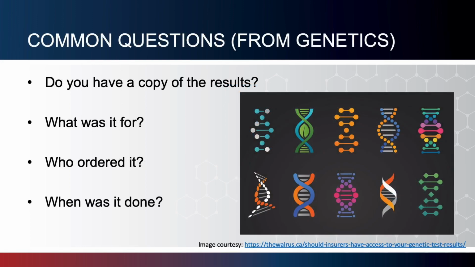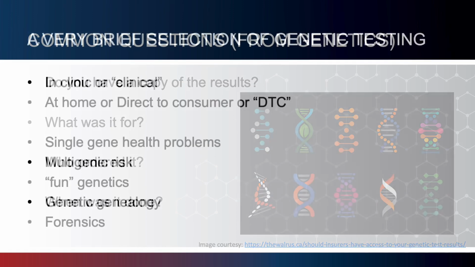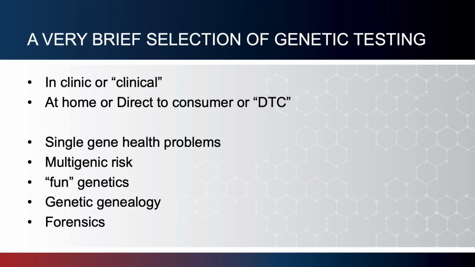Common questions you might get from genetics when you say, I've already had genetic testing, is, do you have a copy of the results? The results can give us a lot of good information about the testing. Do you remember what the testing was for? Do you remember who ordered the testing? And do you remember when it was done? State-of-the-art testing in 2005 may not be state-of-the-art testing now in 2019, and it may not be state-of-the-art testing in another 10 years. So for today, I'll be going through a very brief selection of genetic testing.